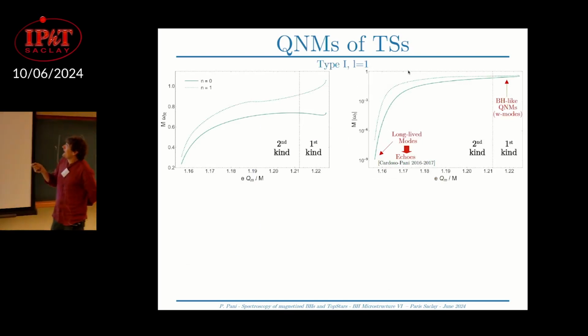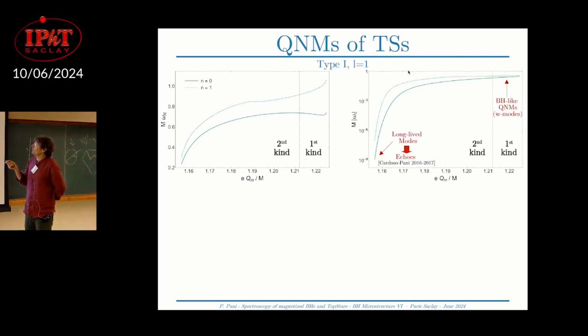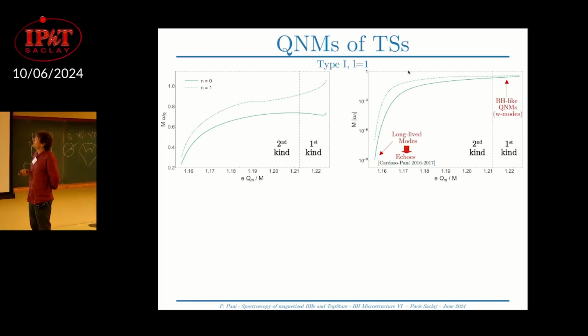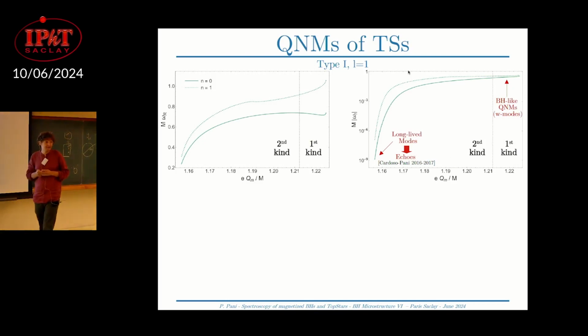These are type 1 L equal 1 perturbations. So this perturbation is a single dynamical mode, the electromagnetic mode. Here you see another interesting feature of this model: we are just changing the charge to mass ratio, but changing this parameter interpolates smoothly between first and second kind topological stars. And here is the real part, here is the imaginary part. Here we are considering two modes. N is the overtone number, so n equals 0 is the fundamental mode, n equal 1 is the first overtone.